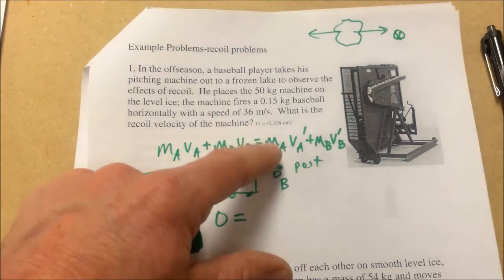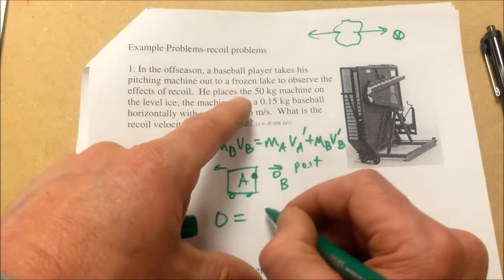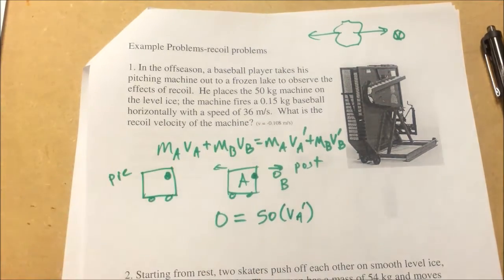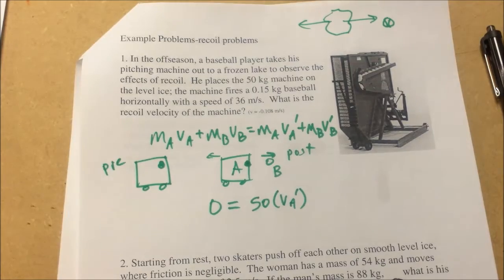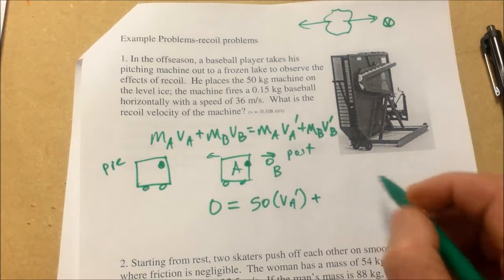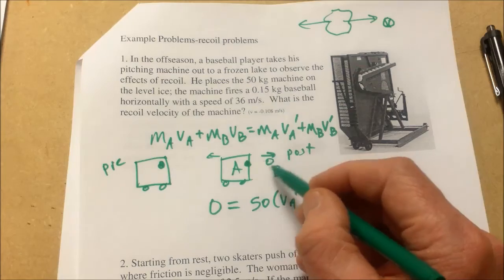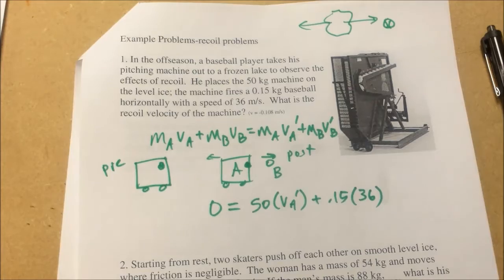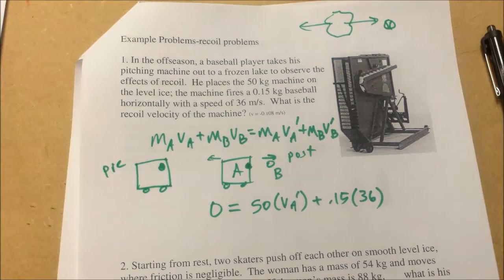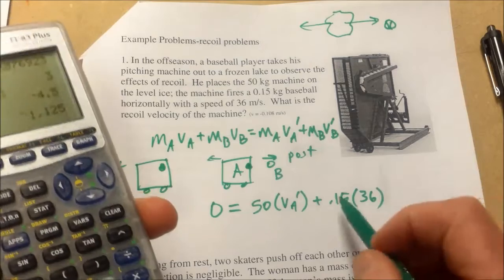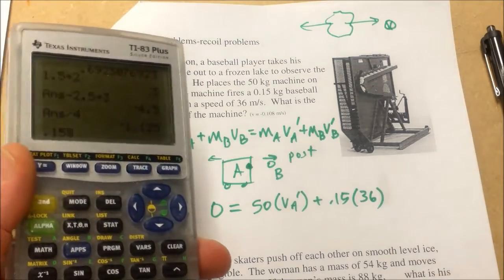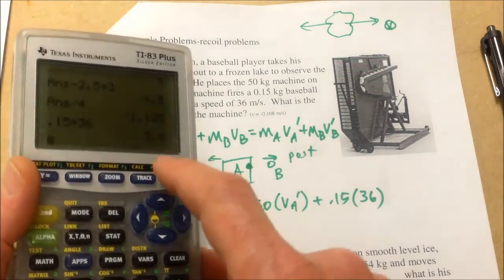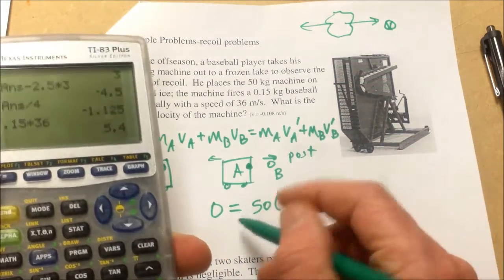Well, the mass of the machine is 50. The velocity then of the machine we're not sure about. We want to figure out what that is. The baseball then, we've got the baseball going to the right, and it's 0.15 kilos as it's moving at 36. All right, do you see how to work this out mathematically? Okay, calculator, we'll multiply these things, 0.15 times 36. Okay, that's 5.4.